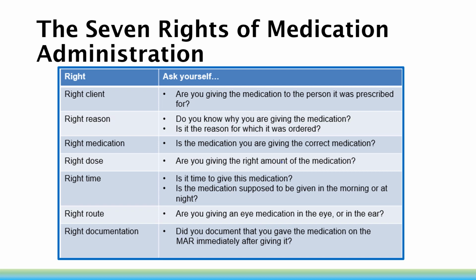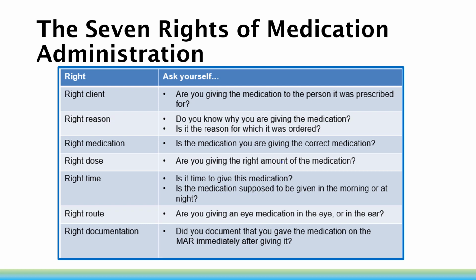The 7 rights of medication administration. The right client. You must confirm the identity of the client if you're not sure. Do not assume. Ask the client what their name is. Be careful though, if you ask, is your name Marta Spring, instead of letting them tell you their name, the client might smile and nod their head, or say yes, when that is not their name. They could have a hearing deficit, or not really understand what you're asking.